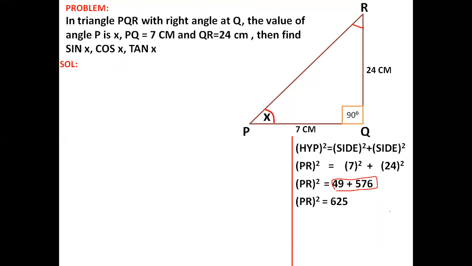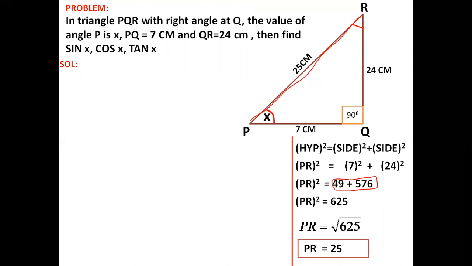The square goes to the right side and becomes square root. So PR is equal to under root 625. 625 is a perfect square which can be written as 25 square. The square root cancels, so PR is equal to 25. So in the figure you have to write the length of hypotenuse PR is equal to 25 centimeters. Now all sides are known.